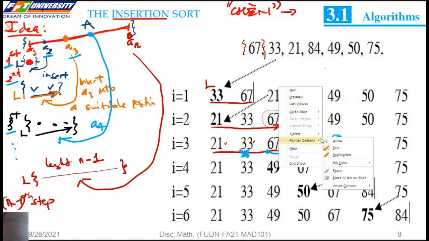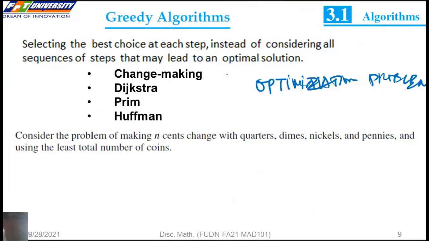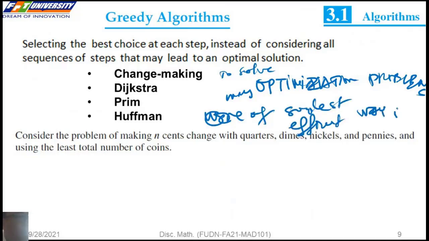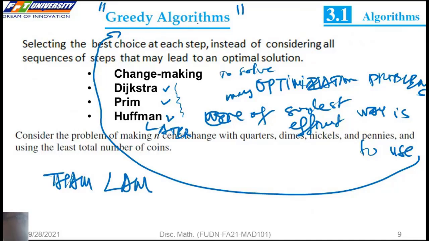When we stop here, we replace the element at the index. Here we have A1, A2, A7, and A7. So we have 6 steps. To solve many optimization problems, one of the simple and efficient ways is to use a greedy algorithm. We will talk about the greedy algorithm later.